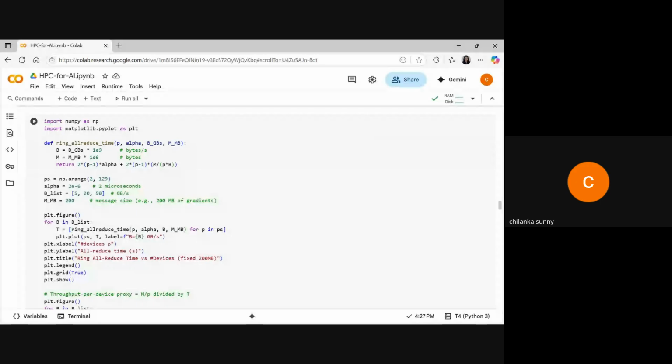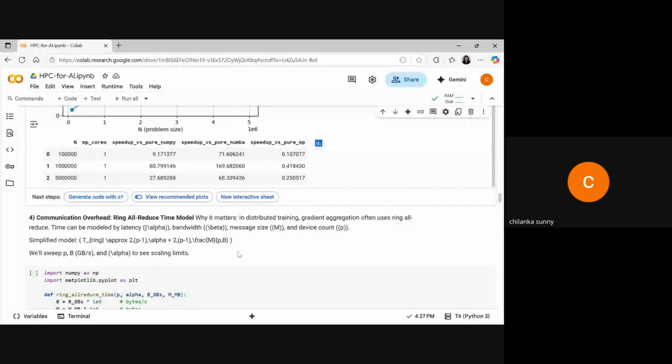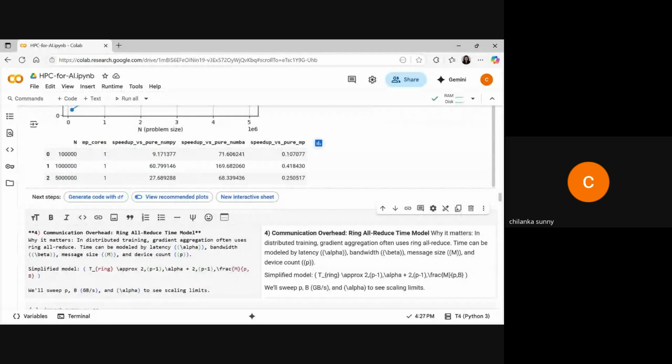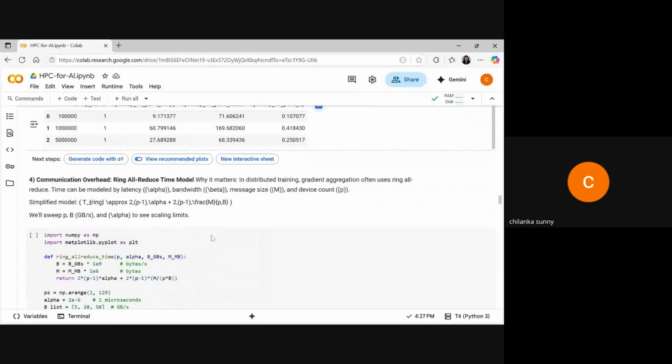So per node workload is less, therefore the runtime is less there. But the runtime is not exactly divided by the number of processing units, we need to add in the communication cost also. So it depends on the communication latency, the bandwidth of the interconnect, the message size, and the number of device counts.